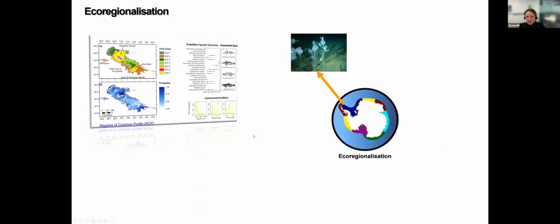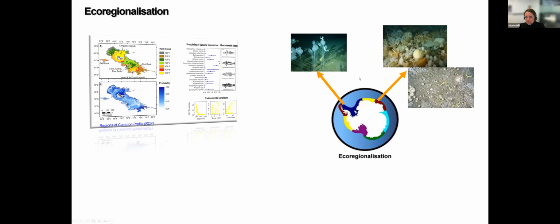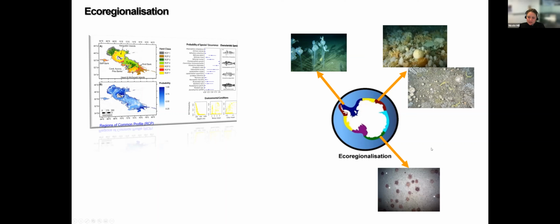For example, this is just a hypothetical, we might find that one particular bioregion over here has these amazing glass sponges. We might find another one over here has these dense assemblages of filter feeding organisms. Another one over here is more dominated by sediment fauna.